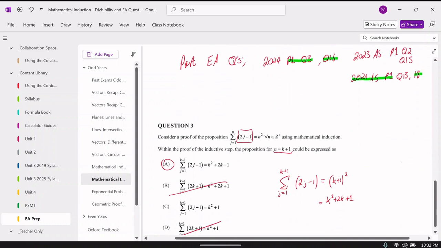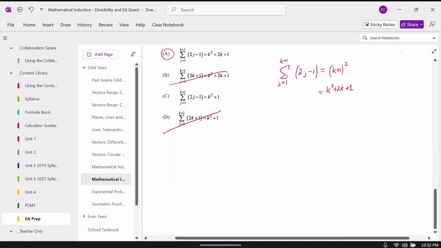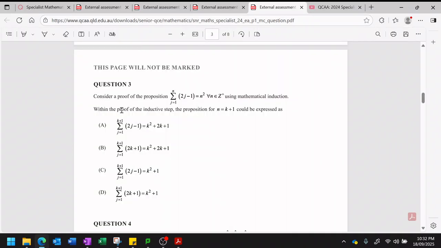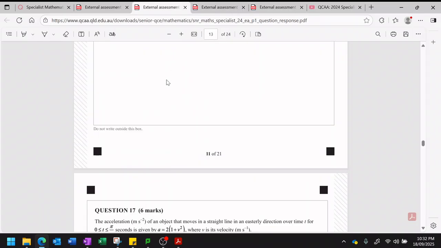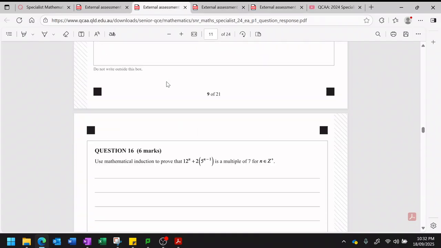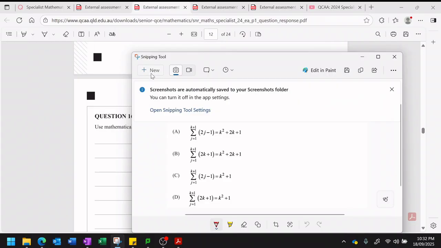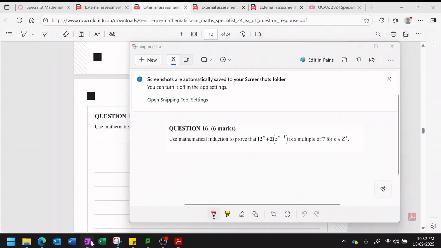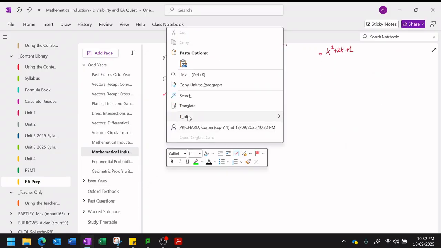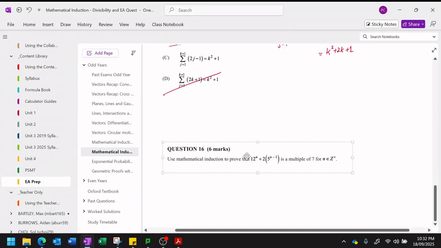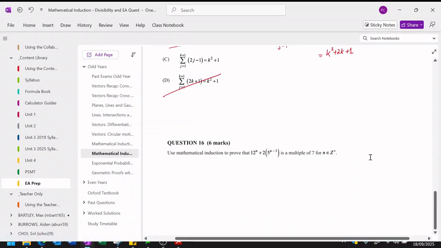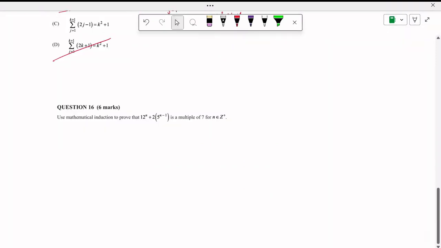The next one I'm going to have a look at is the 2024 paper 1 question 16. And the reason for that is because this is a nice, slightly trickier divisibility problem. Now, when we look at this, you might notice that we've got more than one term that's to the power of n here.